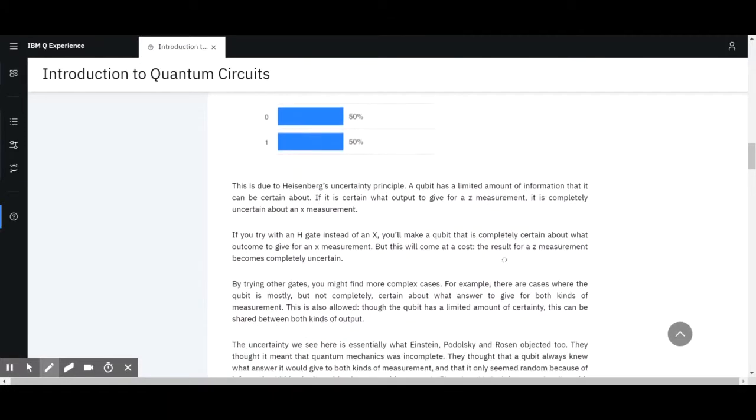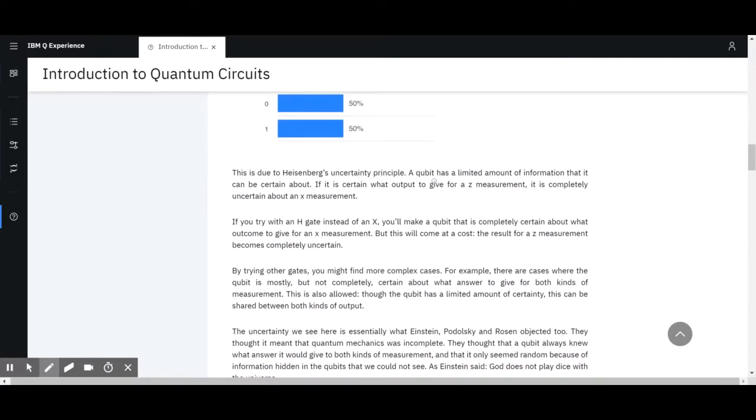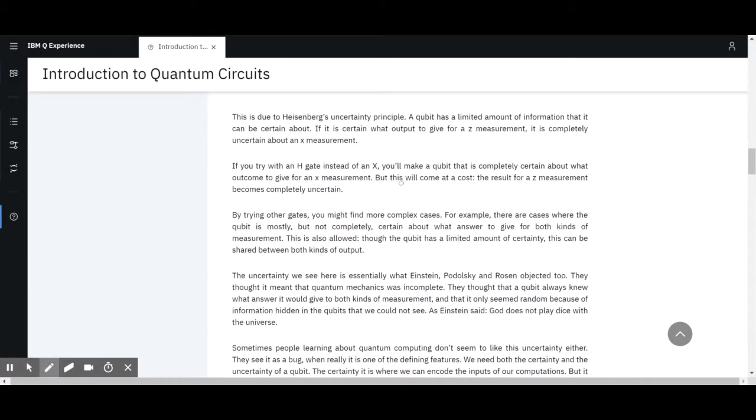Okay, so this is due to Heisenberg's uncertainty principle. This means the qubit has a limited amount of information, and if it's certain in one dimension, it's always going to be uncertain in another dimension. If you try with an H gate instead of an X, you will make a qubit that is completely certain about what outcome to give for a next measurement, but it will be at a cost. This means the result of the Z measurement is uncertain.